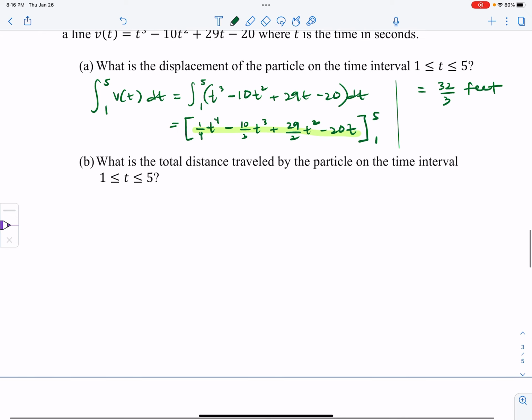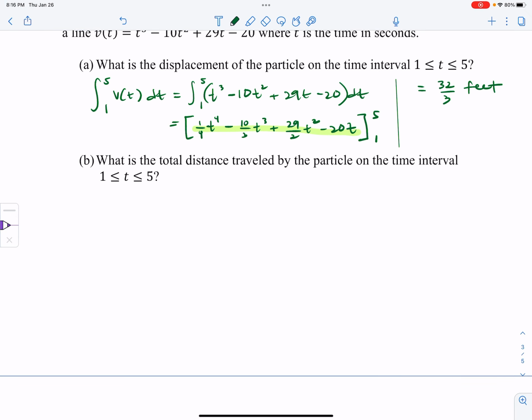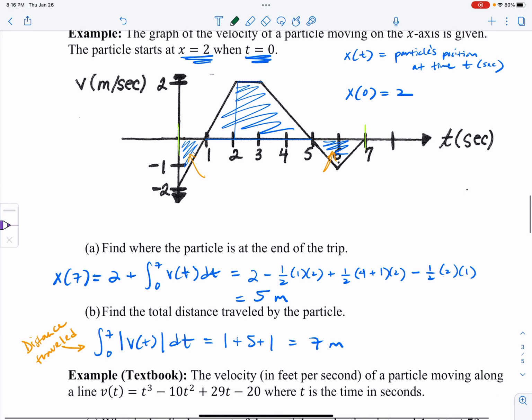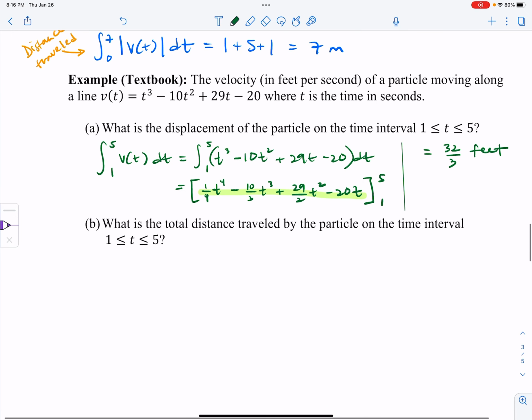Okay, total distance traveled. So if we think back to the example from above, distance traveled, right, we saw is the integral of the absolute value of v of t. So integrating from 1 to 5, the absolute value of v of t. Well, how do we do that? How do we integrate? Well, one option is if you have a question that's calculator active, type in the absolute value of the function into your calculator. I can easily do that here.